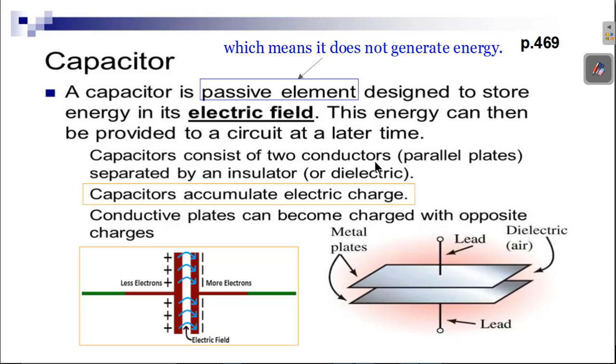Capacitors consist of two conductors. Those are parallel plates for the kind of capacitors we're going to be talking about. We have two parallel plates made out of metal that are separated by an insulator, also called a dielectric, represented by this distance right here. This space is your insulator or dielectric, and it's basically air.